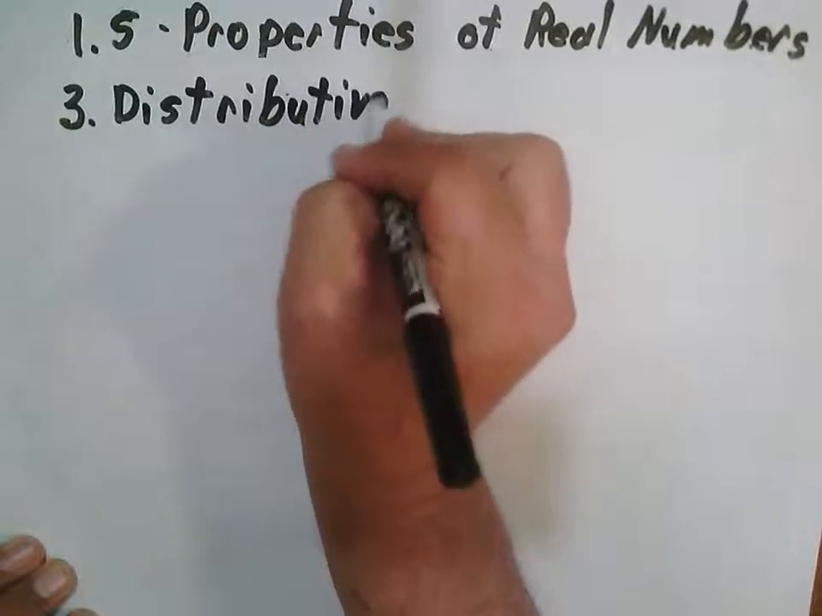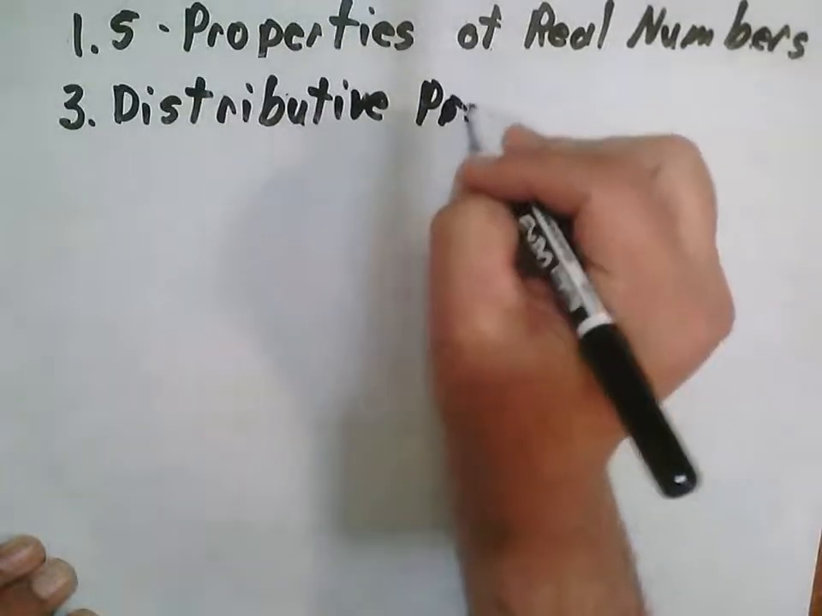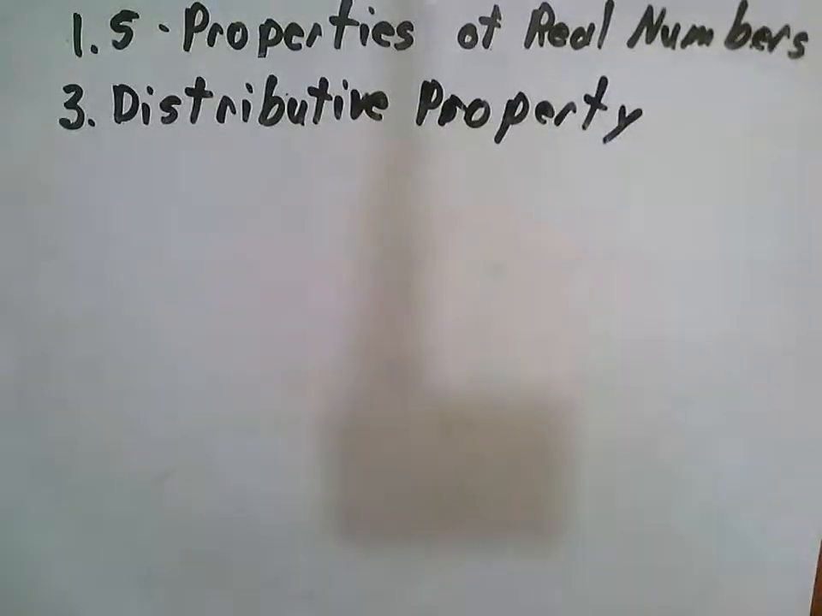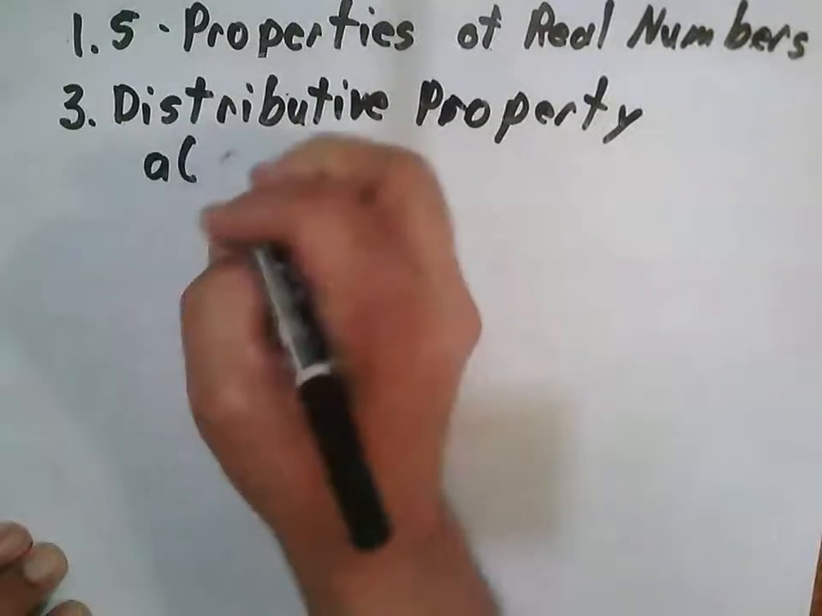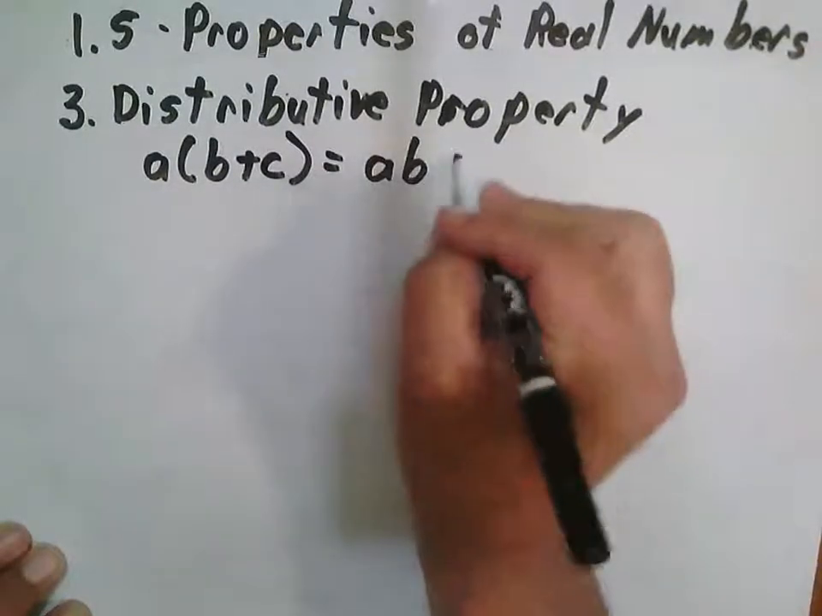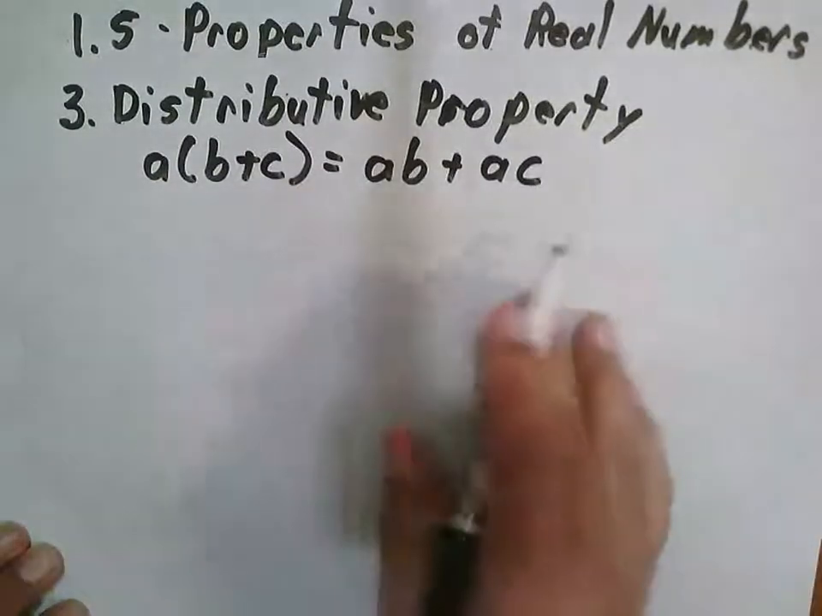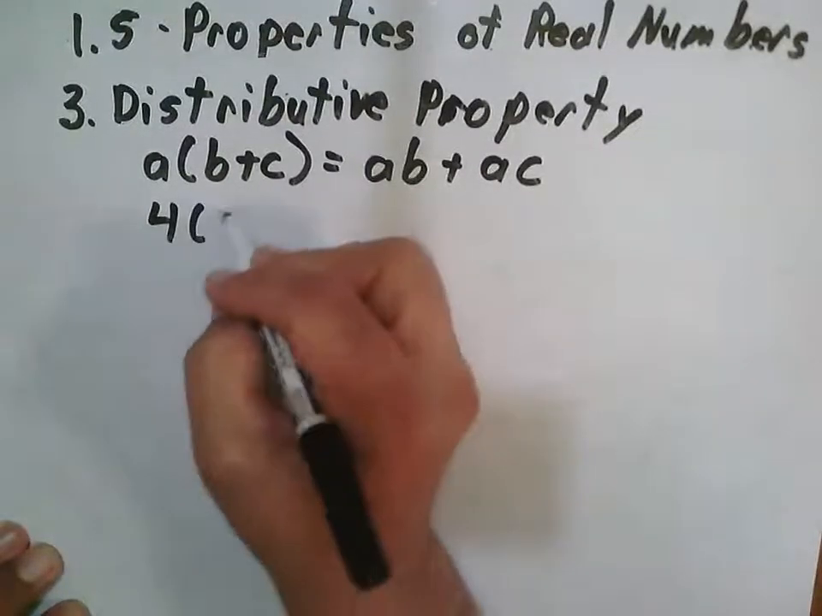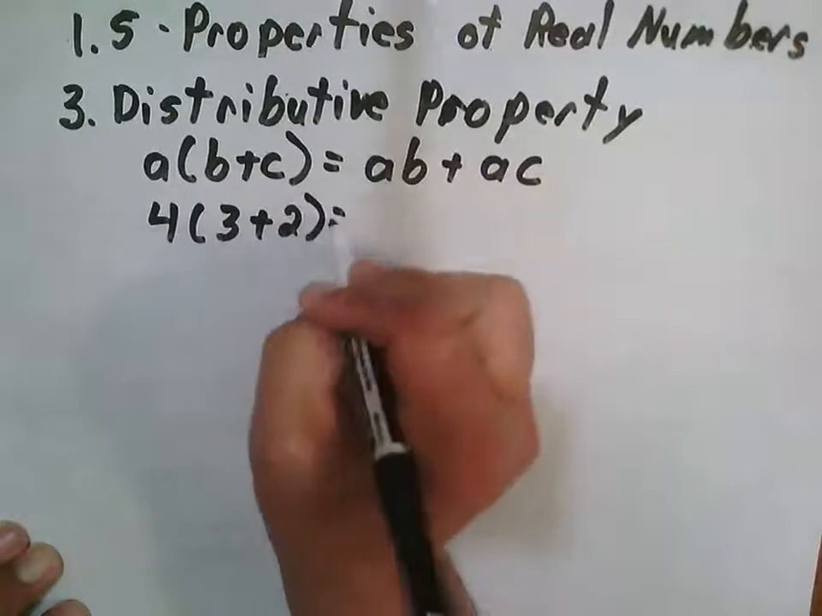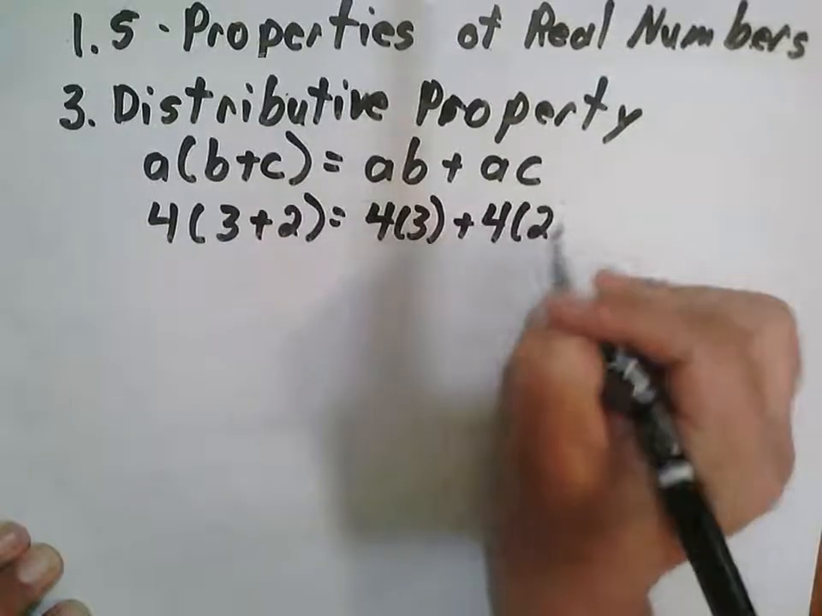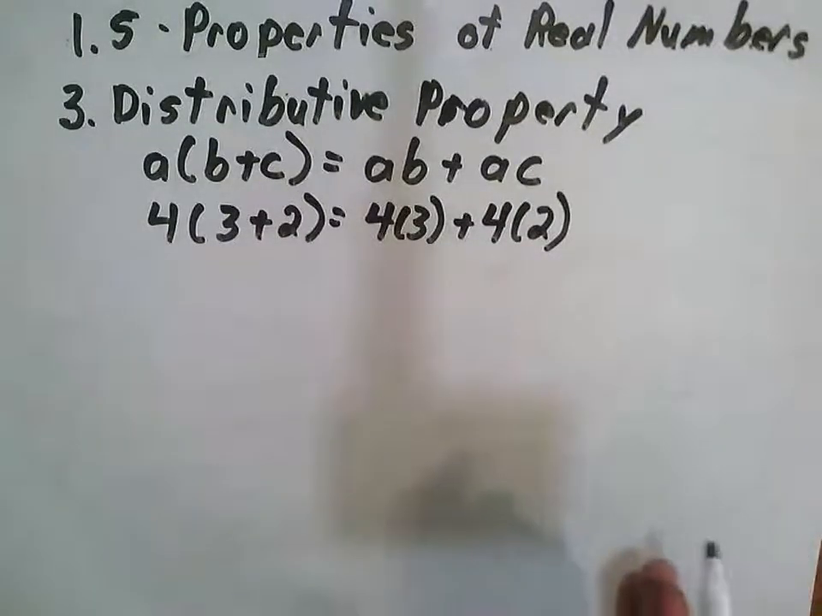Then we have what's called the distributive property. So the distributive property is basically telling you that multiplication distributes over addition. Now, what that is telling you is that if I have A times (B plus C), that is the same thing as AB plus AC. Now, once again, maybe these letters don't make a lot of sense, so let's just use our numbers. That's telling you that 4 times (3 plus 2) is the same thing as 4 times 3 plus 4 times 2.